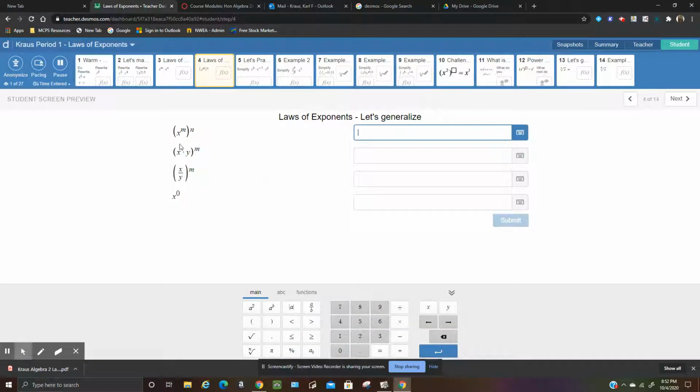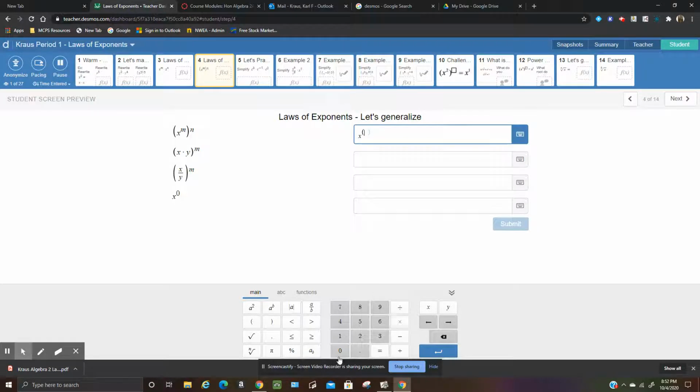And continuing with the power of a power, this is x to the m times n. Let's see what happens if I do m times, yeah, it's going to go down, so make a parentheses here, and then I'll take it away in a second here. So m times n.